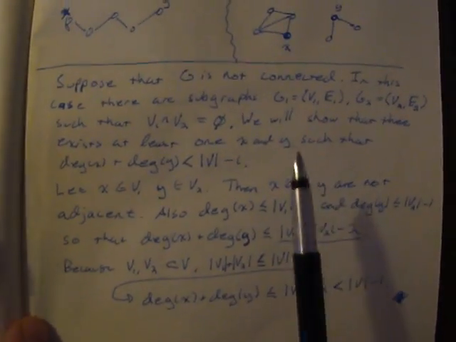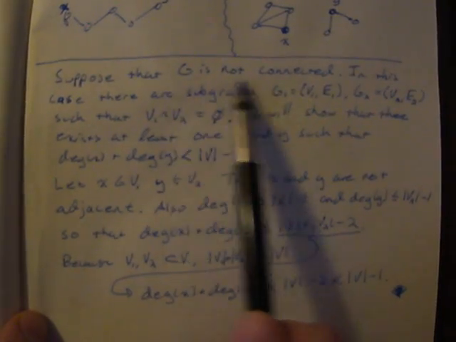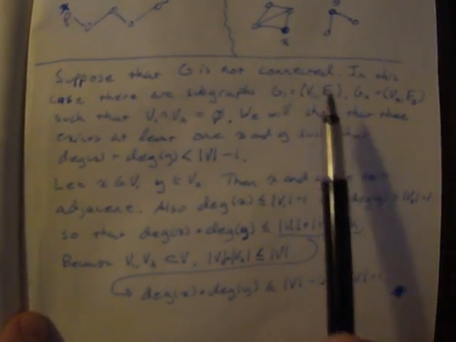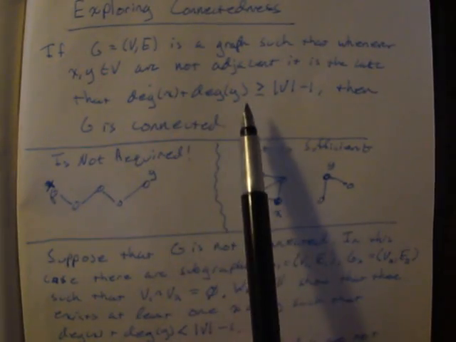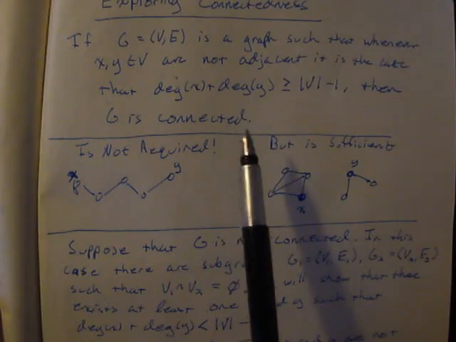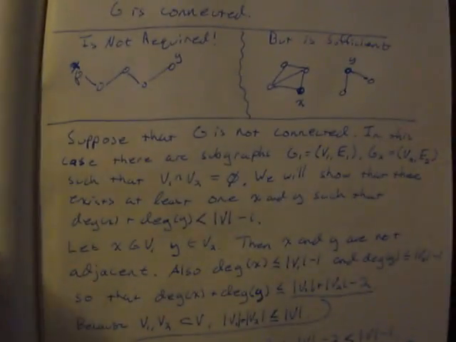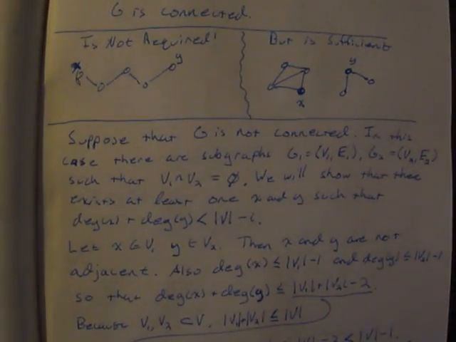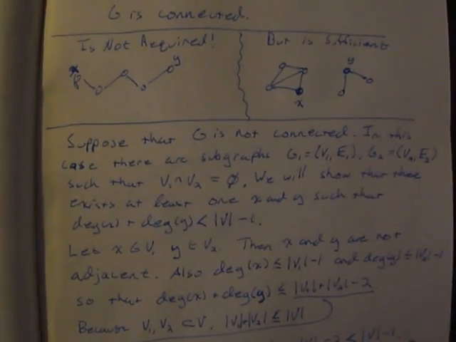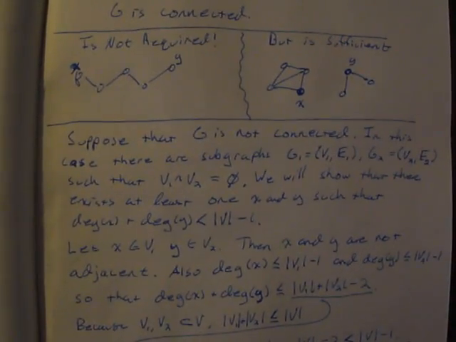So what we showed is that when G is not connected, then it does not have this property. That means that if G always has this property, then G has to be connected. And that's a criterion for determining whether or not G is connected.